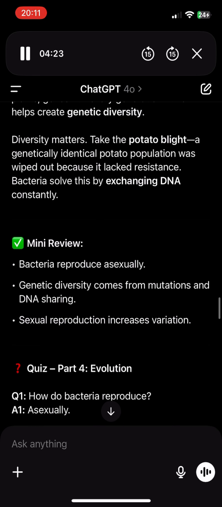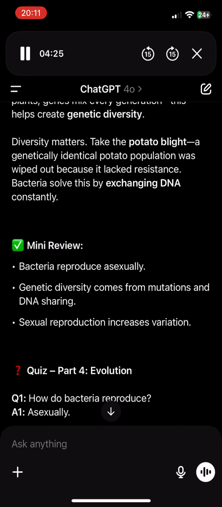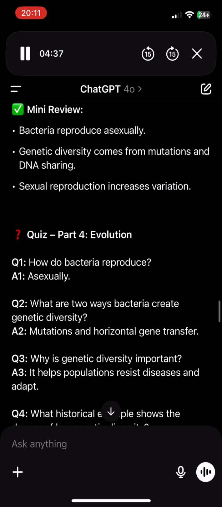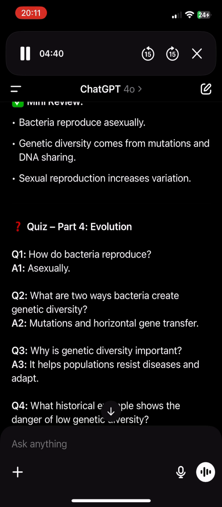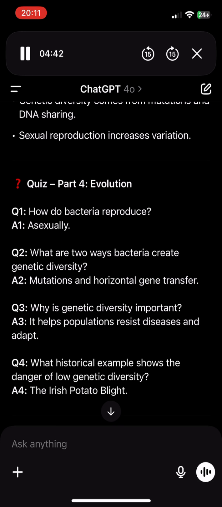Diversity matters. Take the potato blight. A genetically identical potato population was wiped out because it lacked resistance. Bacteria solve this by exchanging DNA constantly. Mini review. Bacteria reproduce asexually. Genetic diversity comes from mutations and DNA sharing. Sexual reproduction increases variation.